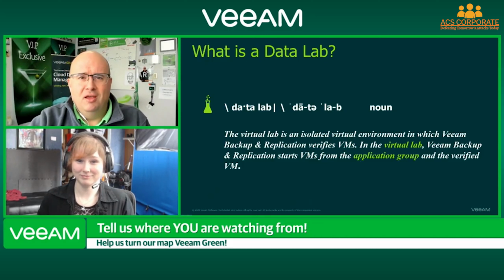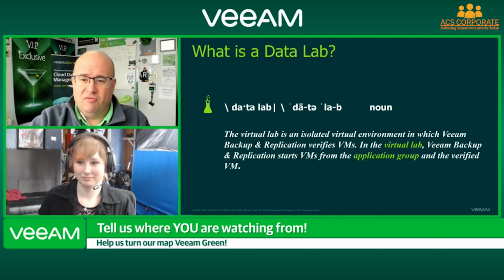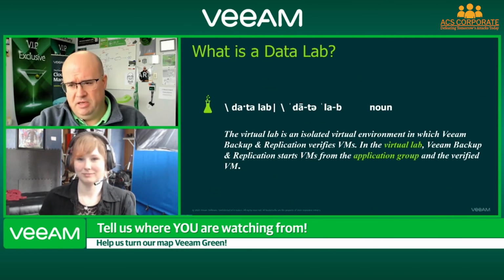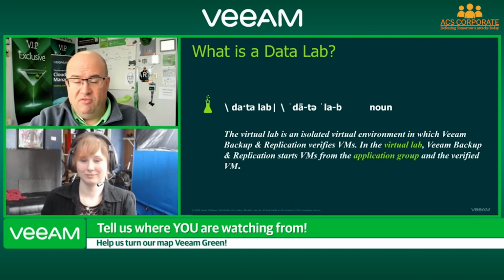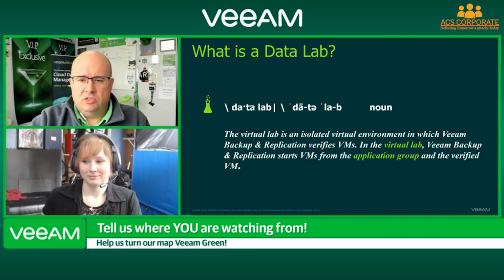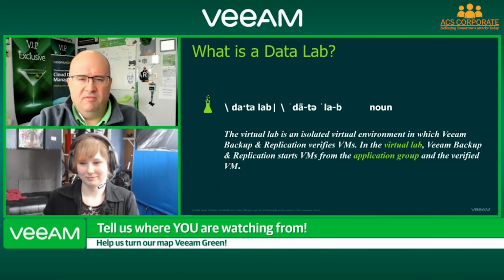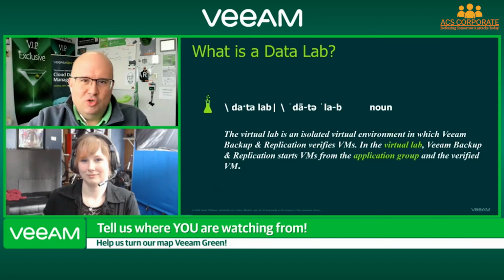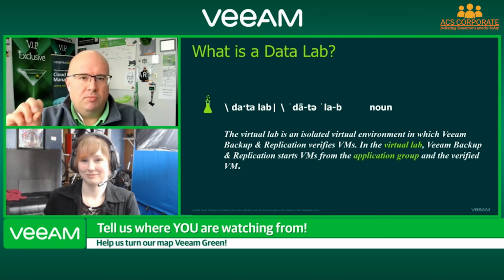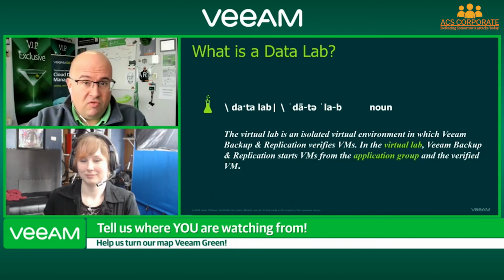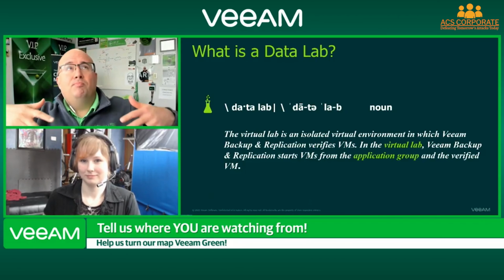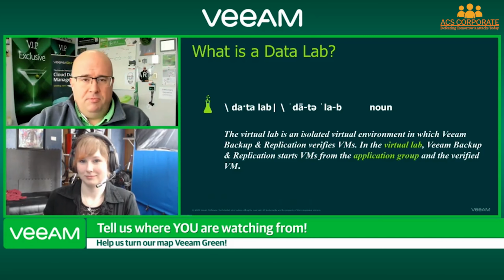It's a construct within the Veeam Backup & Replication product, but the official definition I'll pull out here is that it's a virtual lab, which is an isolated virtual environment in which Veeam Backup & Replication verifies virtual machines. In the virtual lab, Veeam Backup & Replication starts VMs from an application group in the verified VM. Now here's the trick, two highlighted parts, the virtual lab and the application group. Those are the two constructs inside of the user interface that you'll have to build to then experience this wonderful data lab capability.